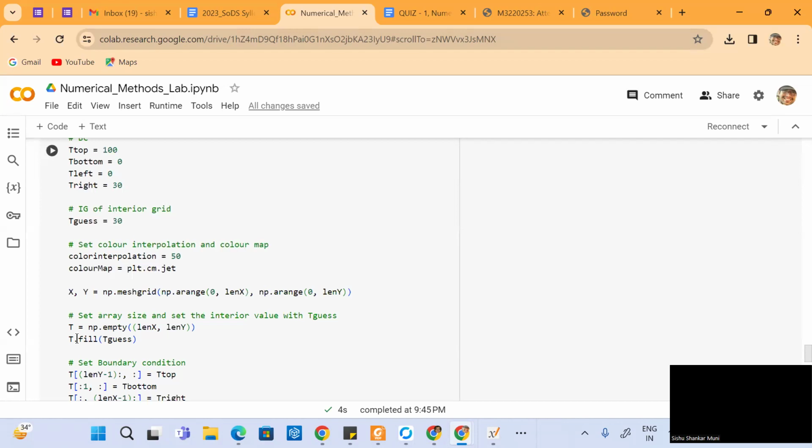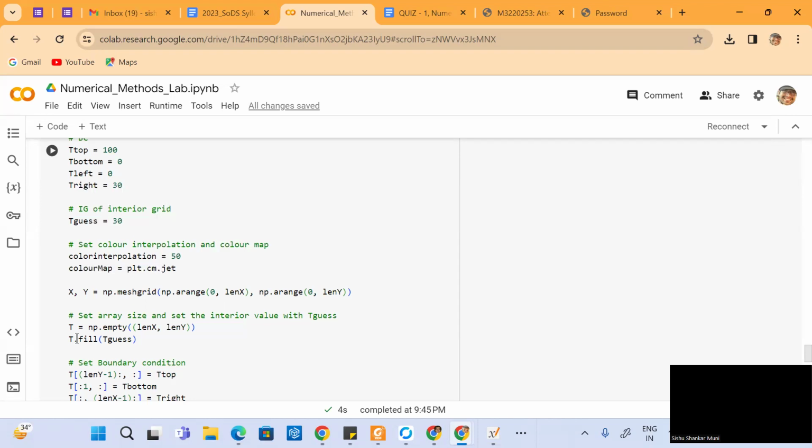Array, right? And for that you need initial conditions. Assigned, yes, a guess value, T guess. So that's what I'm feeling.